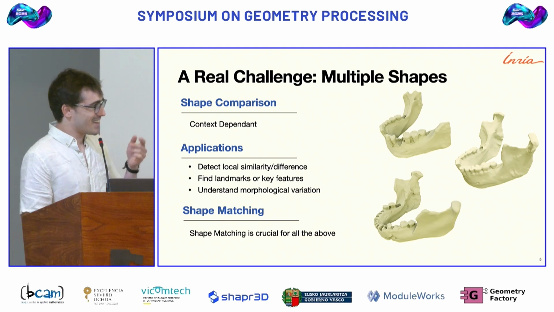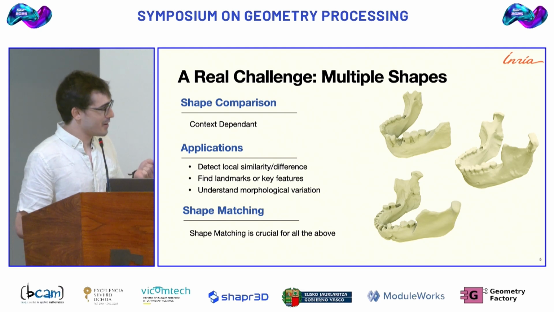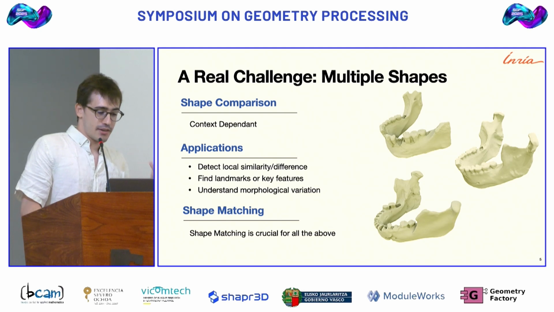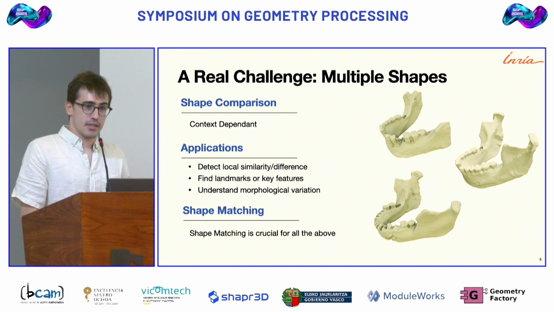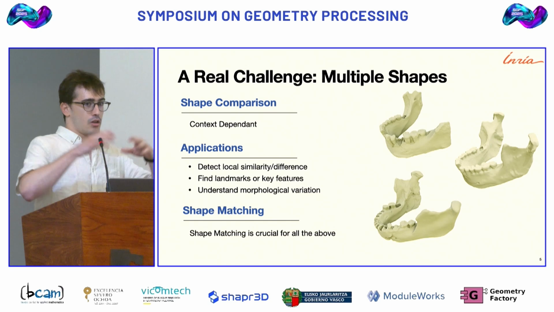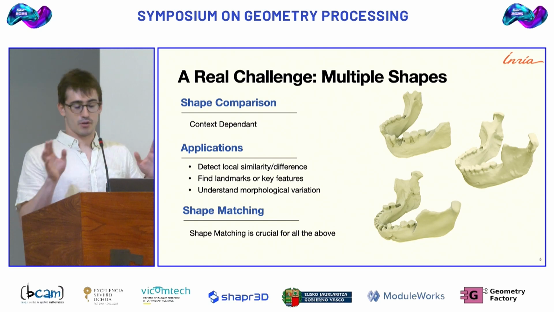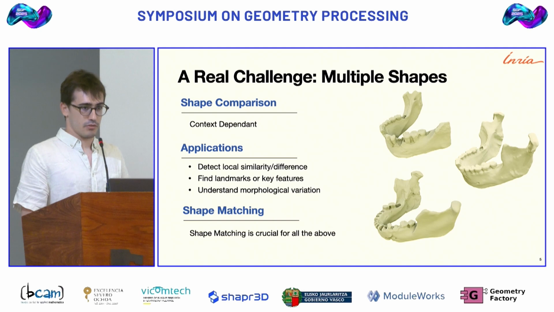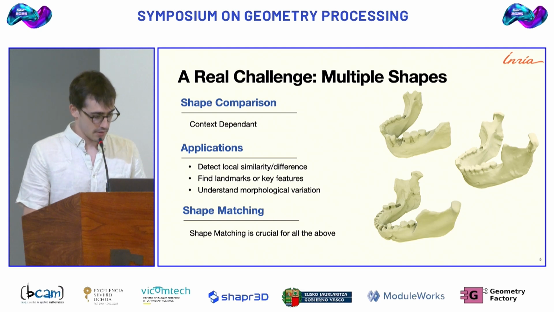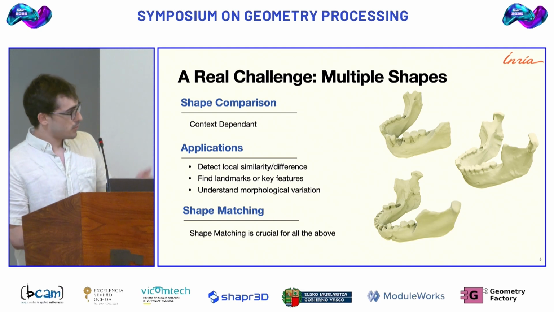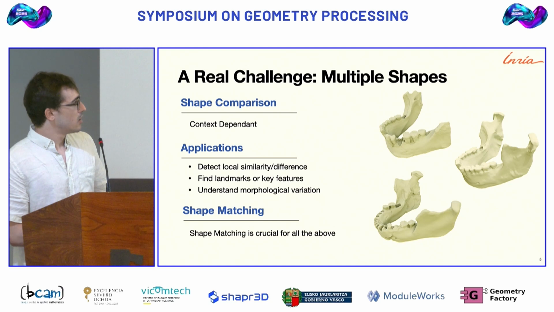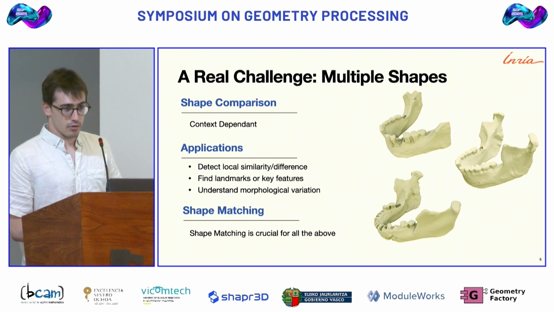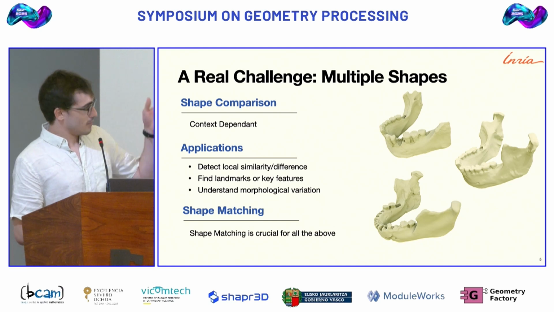So it's almost the same thing, but you have to really care about what the underlying application is. And so everything ends up being very context dependent. It's not going to be a generic shape comparison pipeline, because it's always going to depend on what you want to do afterwards. So always keep this in mind. And what I'll try to show during the rest of this introduction is that shape matching is essentially crucial for everything that I'm talking about here.